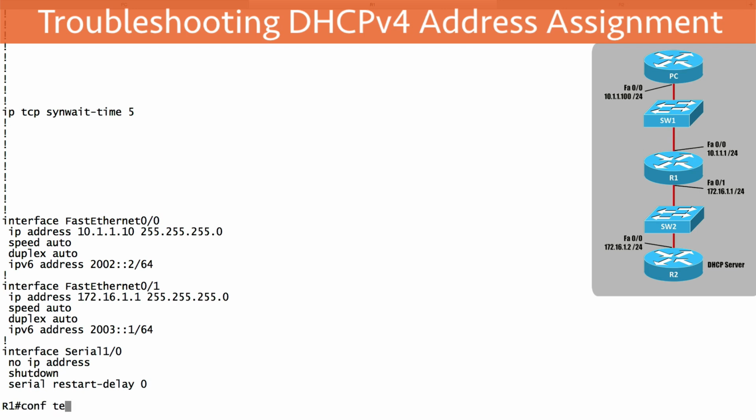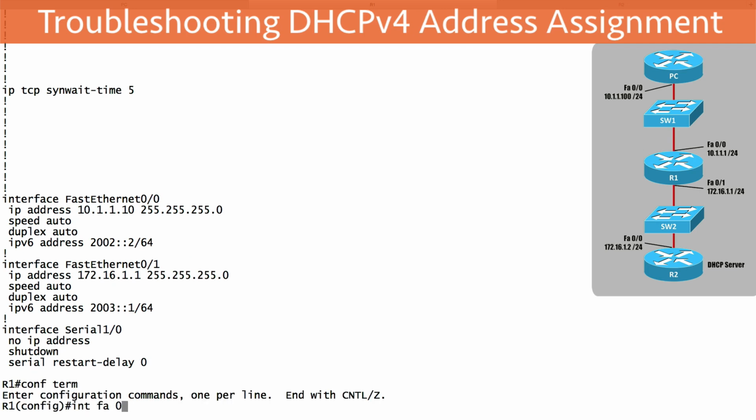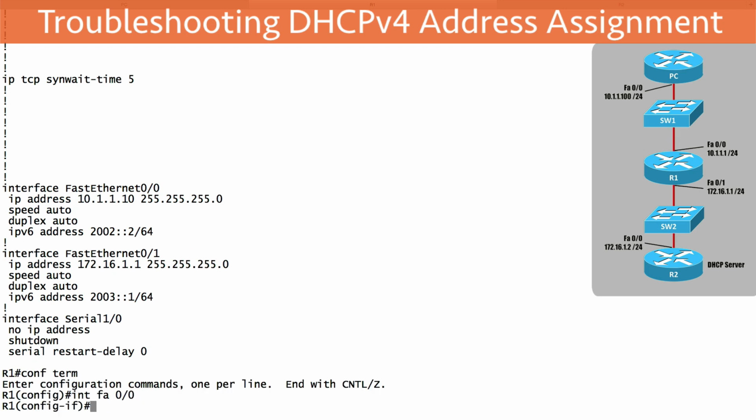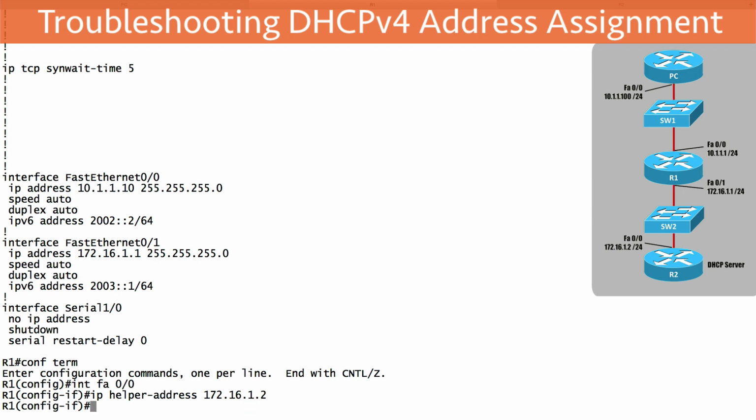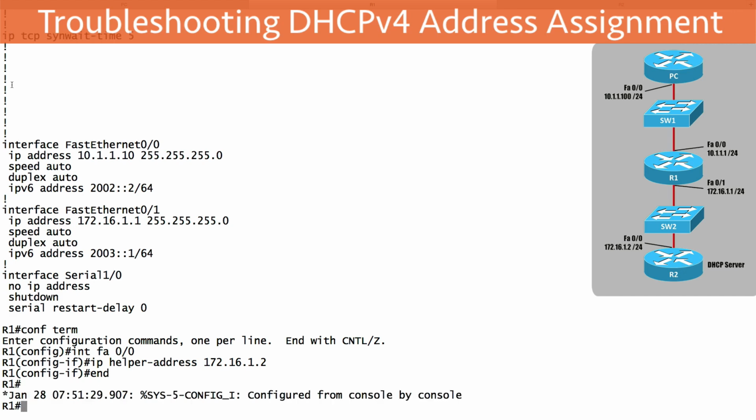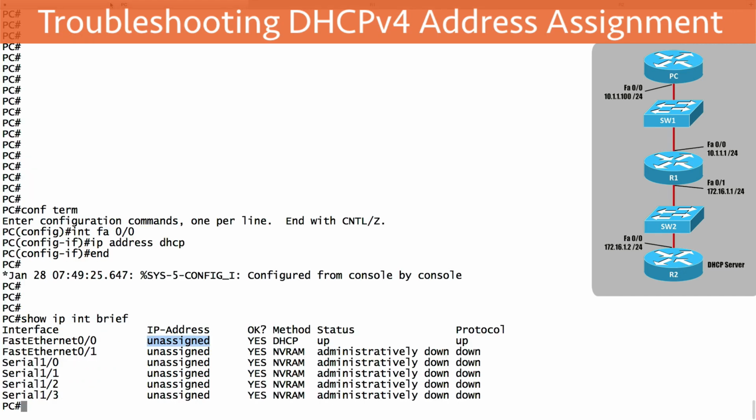Here, I'm going to go into interface FastEthernet 0/0, and let's say ip helper-address, and I'll specify the IP address of my DHCP server. It's 172.16.1.2. Now, when I get that discover broadcast from my PC, then I should be learning what the appropriate IP address is. Let's go back to our PC and see if things look better now.